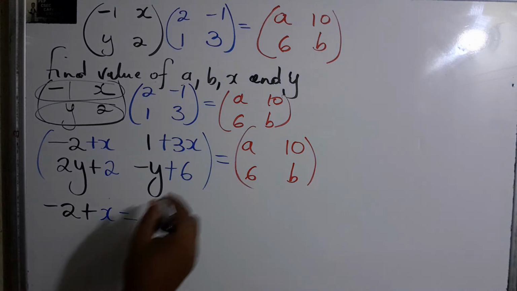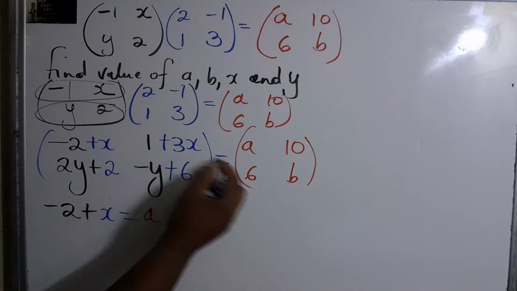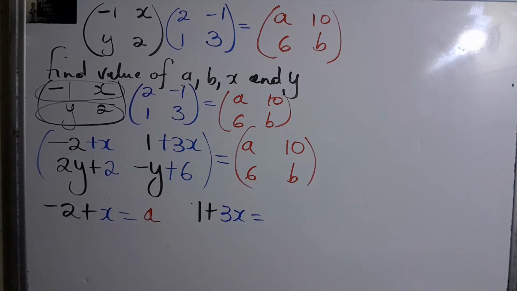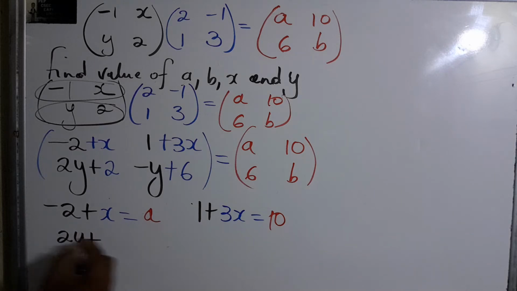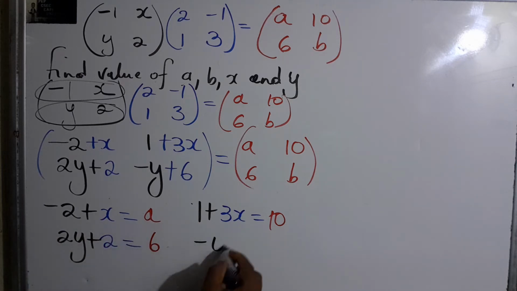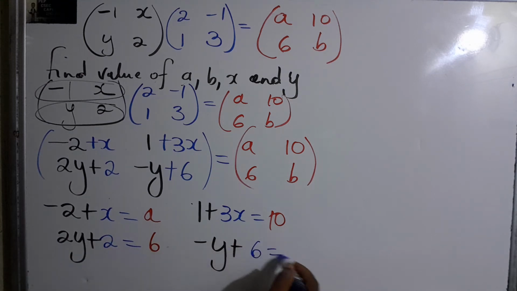Alright, everybody should have the idea. 1 plus 3x must equal 10. And we just continue like that. So we have 2y plus 2, and that must equal 6, because 6 corresponds with it. Let's proceed. So we have negative y plus 6, and that must equal b. So there we have it. We have all our equations.